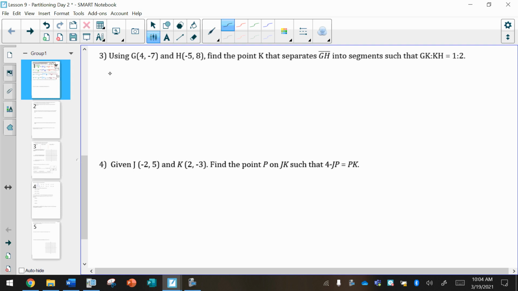Okay, so again, I'm a visual person, so I want to draw a picture. Because I'm given the ratio of 1 to 2, I need to make sure that I use the correct scale factor in my calculation. I don't know if it's going to be 1/2, 1 to 3, 2 to 1, so I'm going to get myself a picture to help. So we have G, we have H, we have coordinates for those. We are finding point K that separates GH so that G to K is 1 unit.